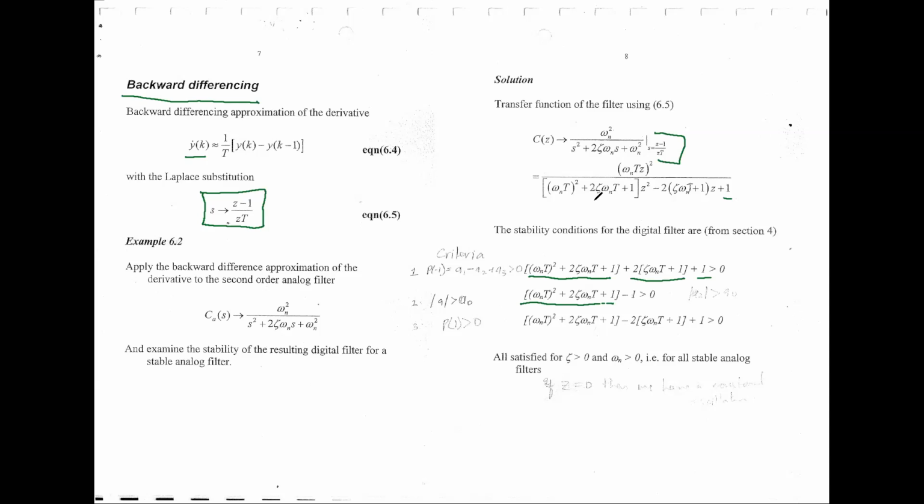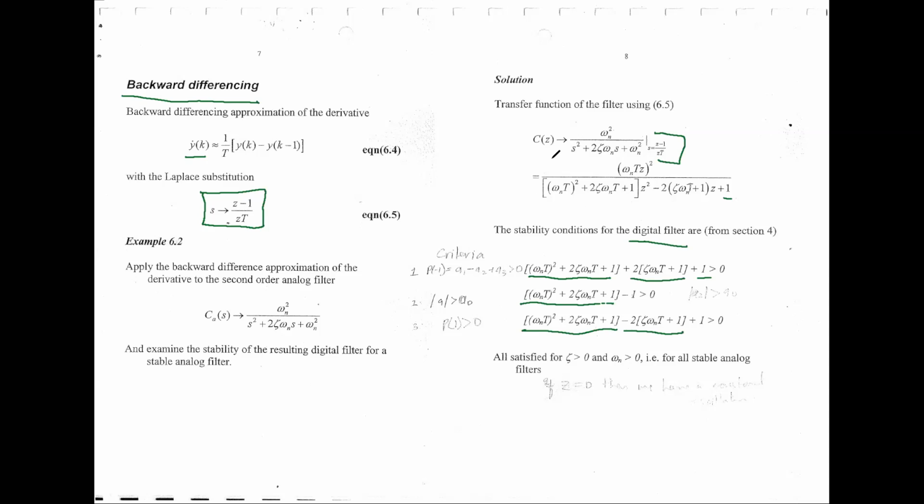And then the third stability condition is when you substitute 1 in place of z. So you have the coefficient of z squared, minus the coefficient of z, which is minus 2 zeta omega n T plus 1, and then plus 1, and this should be greater than 0. So if all three conditions are satisfied, then we can say that we have a stable digital filter.